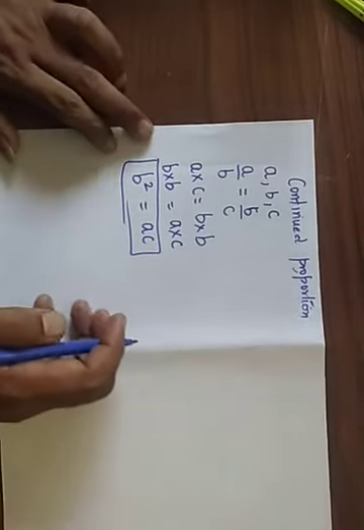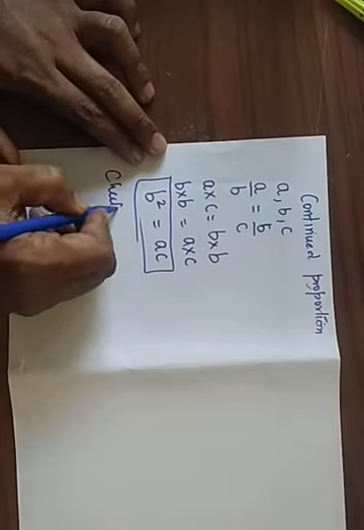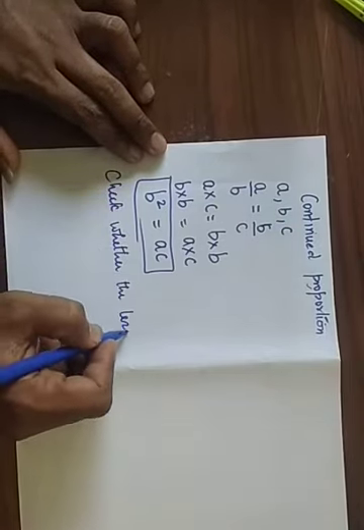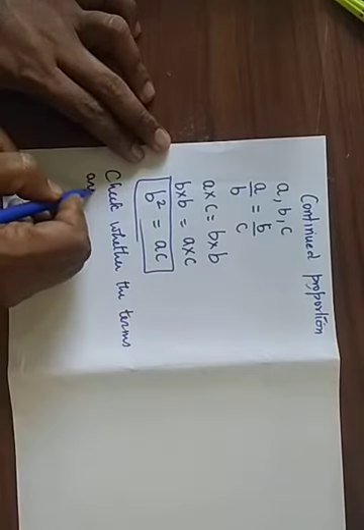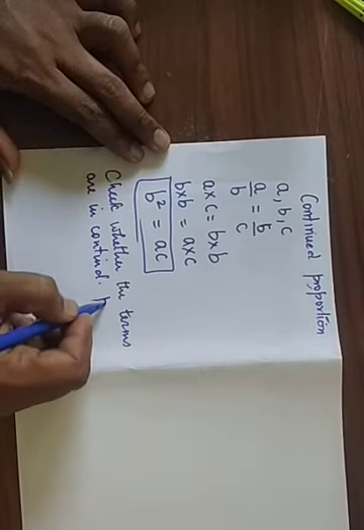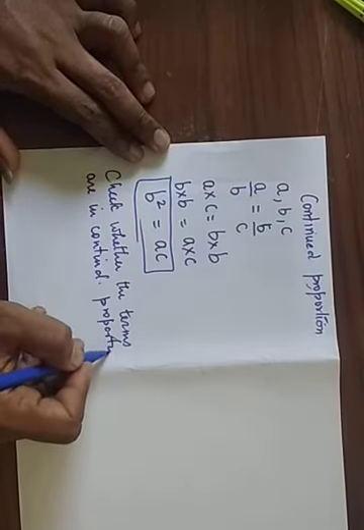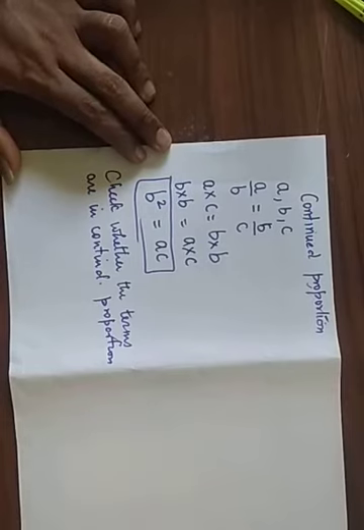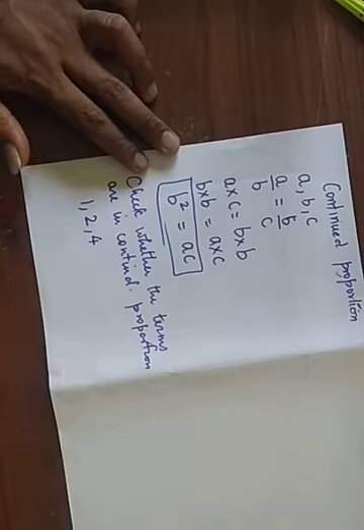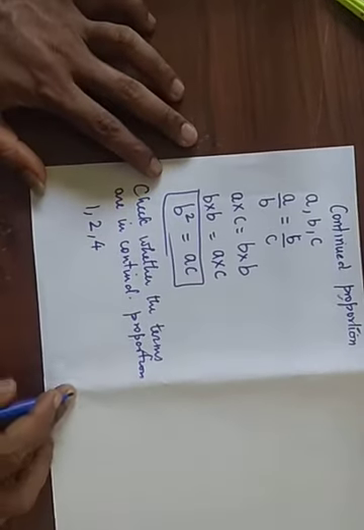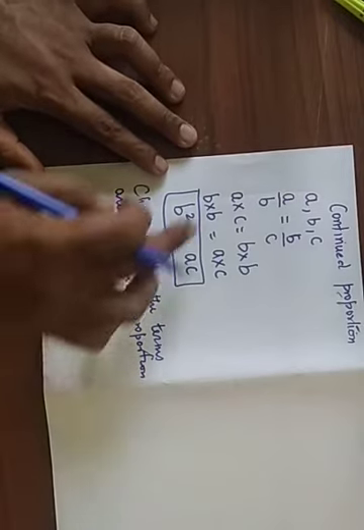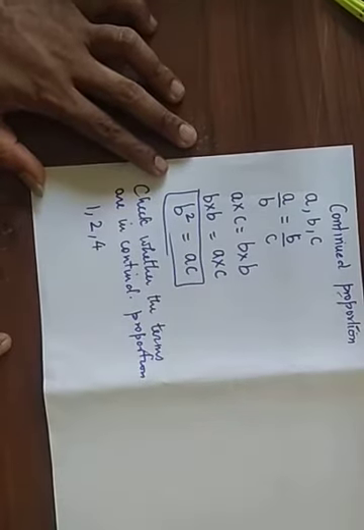Now if I ask you to check whether the terms are in continued proportion. Check whether the given terms are in continued proportion. For example, if I say 1, 2 and 4, these are your three terms, and if I say check whether the given terms are in continued proportion, so by using this formula we'll see whether they are in continued proportion.